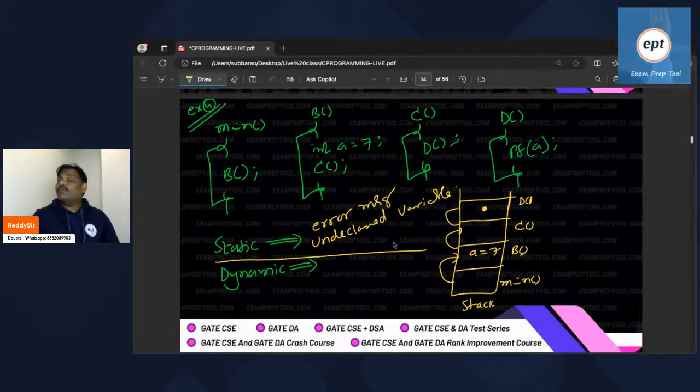Some people are asking, what about dynamic scoping, sir? So I am here, and there is a scope problem. What will dynamic scoping do? It will go to the previous one. Not there, so it will go to the previous one. Yes, 7 will be printed. Dynamic scoping will print 7. This is static scoping and dynamic scoping.